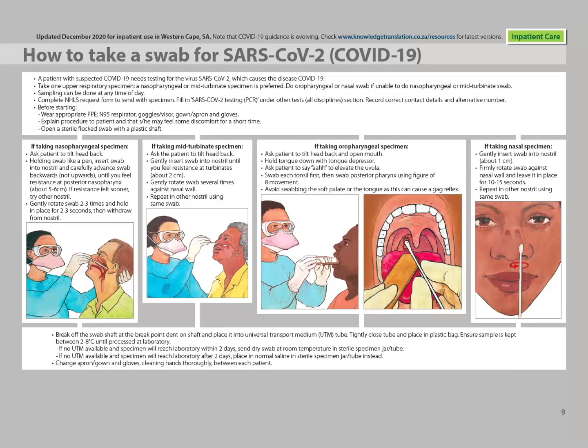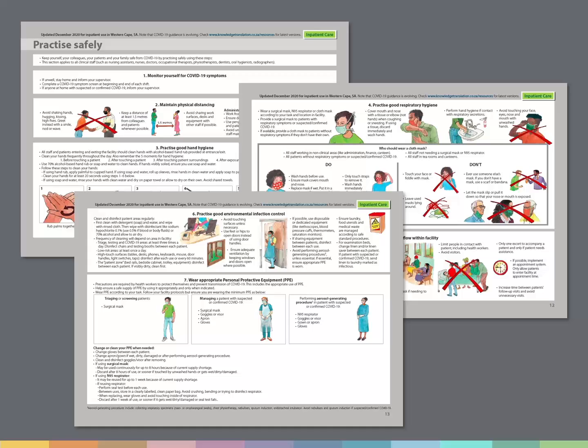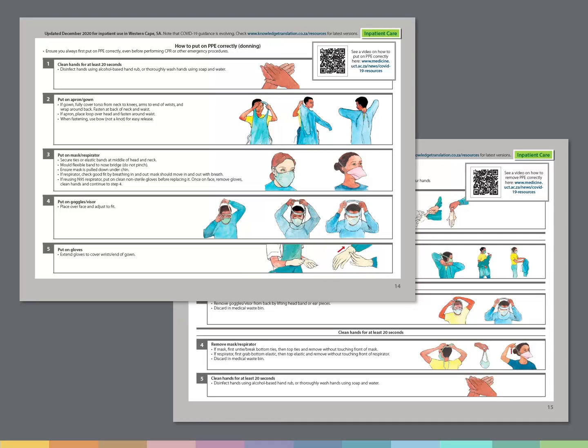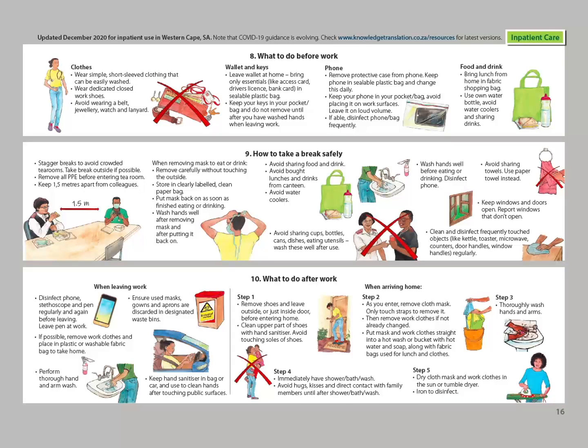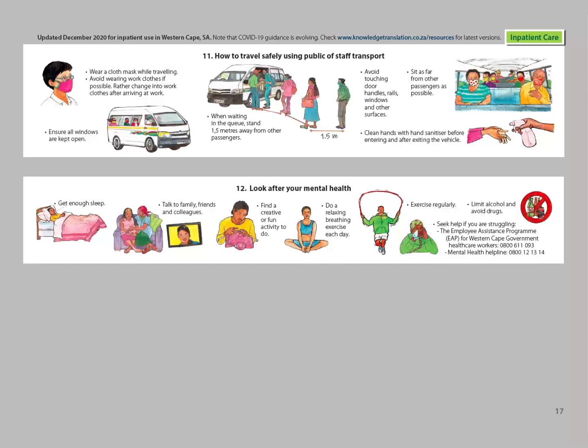Should you need to take a swab for SARS-CoV-2, this page explains how to do this procedure correctly. The Practice Safely section on pages 11 to 17 cover infection prevention and control measures, including the appropriate use of personal protective equipment, tips on what to do before and after work, how to take a break safely, and how to travel safely using public transport.